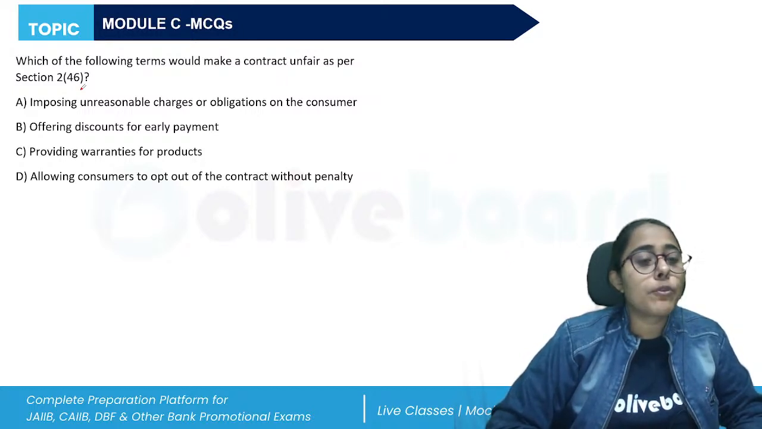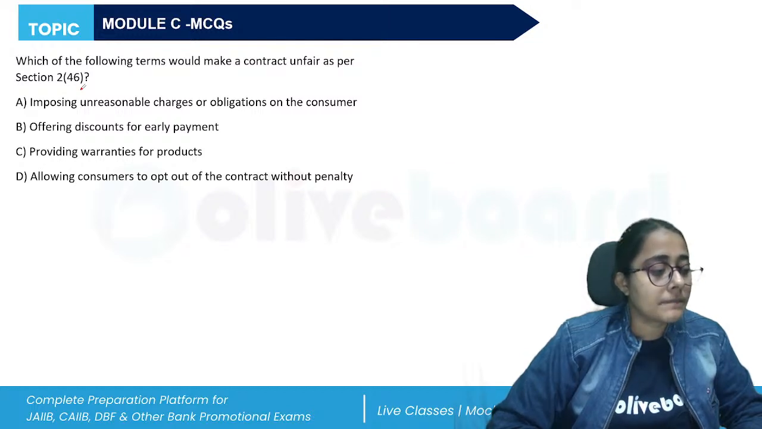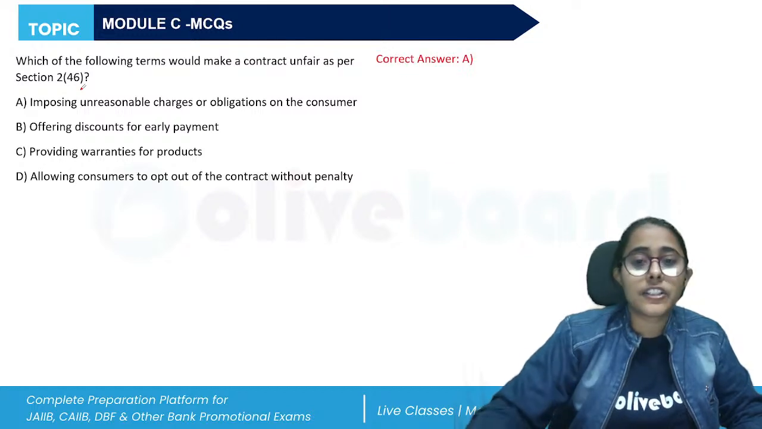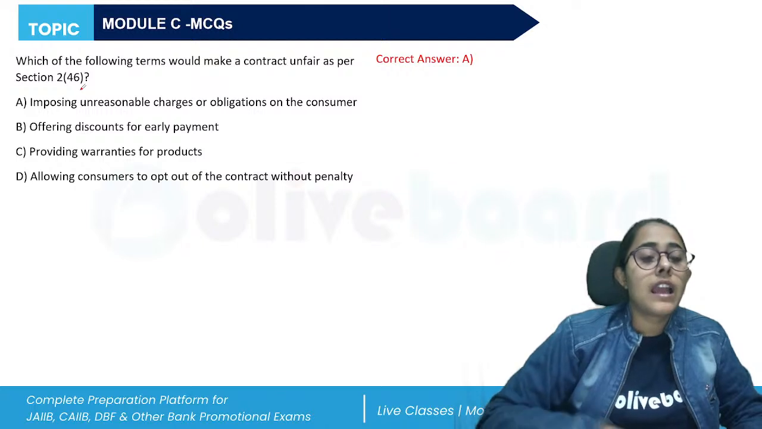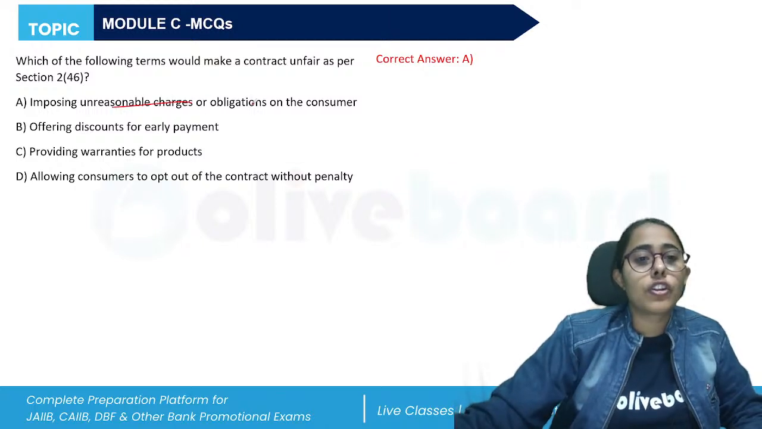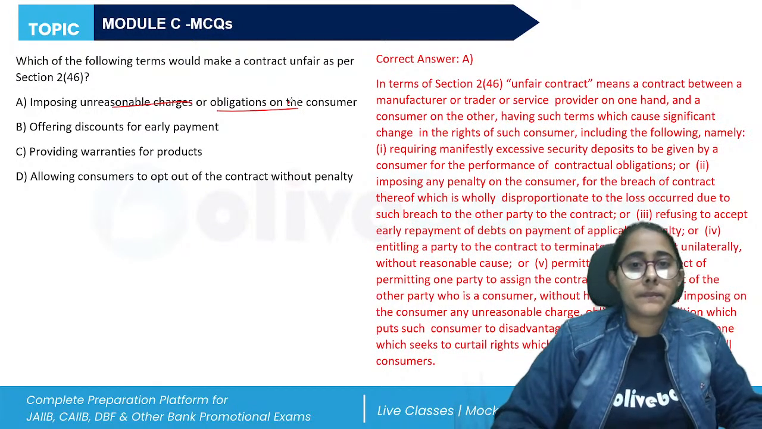Option A says imposing unreasonable charges or obligations on the consumer. B, offering discounts for early payment. C, providing warranties for the products. Or D, allowing the customers to opt out of the contract without penalty. So in one of these cases, it would make a contract unfair under section 2 of the Act. And this condition is imposing unreasonable charges or obligations on the consumer.